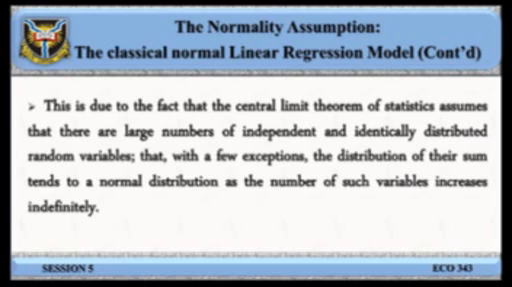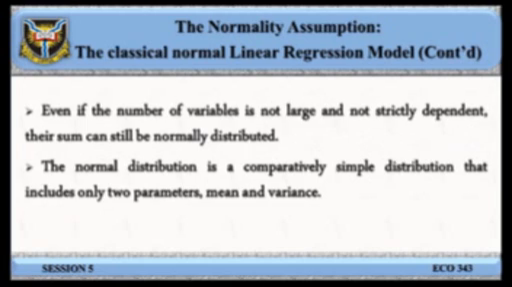This is because the mu i represents the influence of all explanatory variables that are not explicitly considered in the regression model and whose influences are small or at least random. B. Even if the number of variables is not large and not strictly independent, their sum can still be normally distributed. C. The normal distribution is a comparatively simple distribution that includes only two parameters, mean and variance.